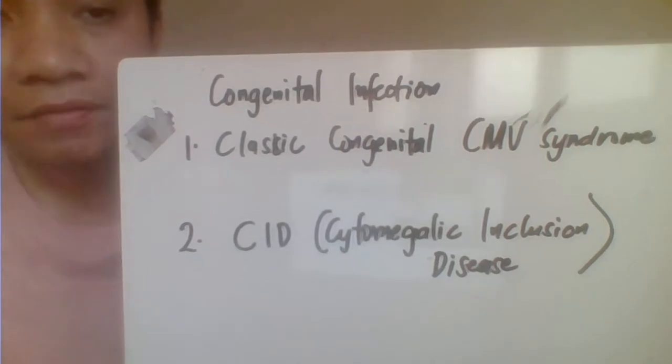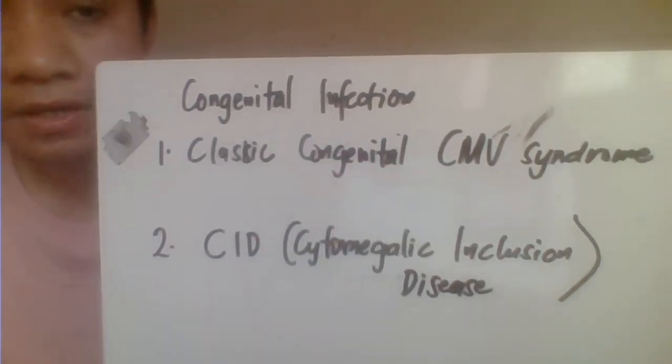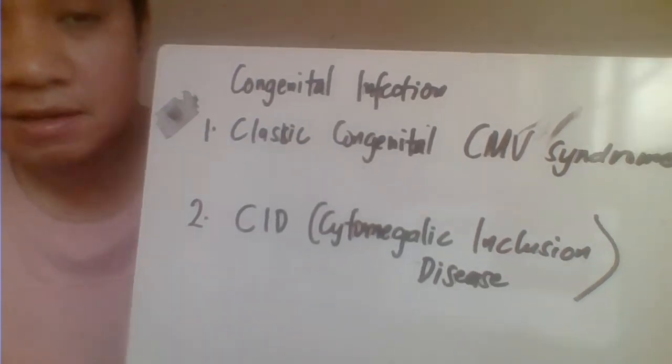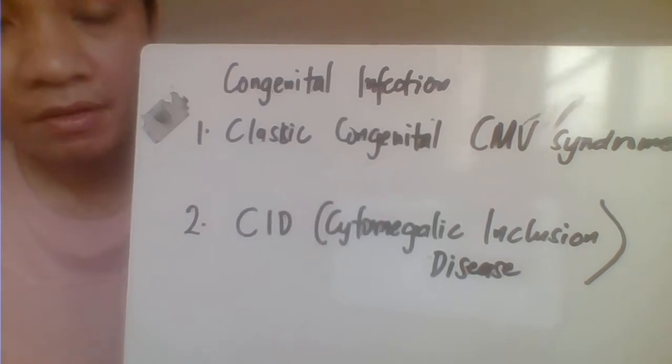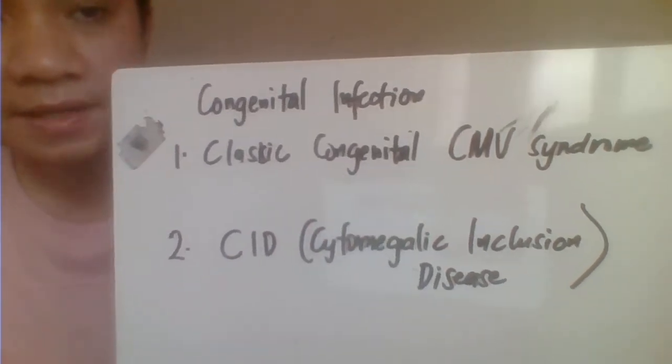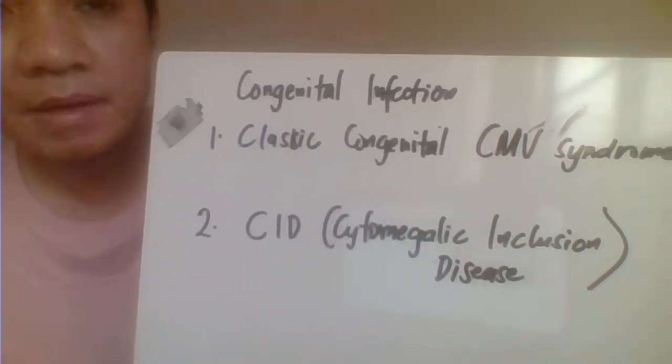Okay, the next one, we have here your congenital infection. So, when we say congenital infection, again, the mother is pregnant and infected. Again, it could transmit infection to the baby. For the classic congenital cytomegalovirus transmission or infection, the following will be the manifestations.